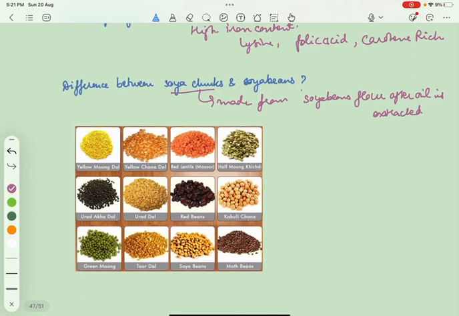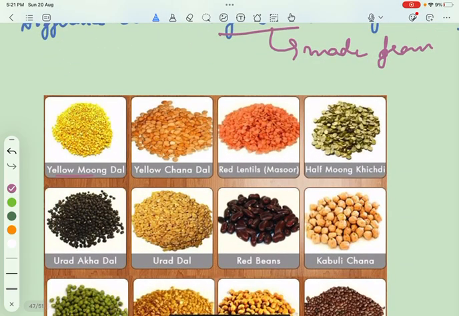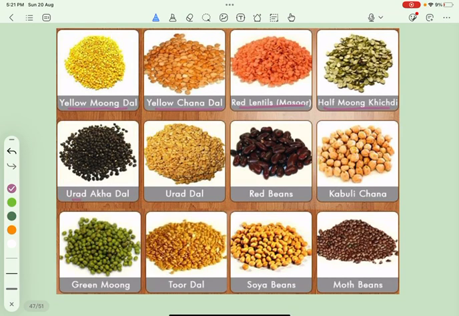Now identify these various types of dal. This is yellow moong dal. This is yellow chana dal. This is red lentil, masoor ki dal. This is half moong, which you usually make in khichdi. This is urad ki dal. This is again urad dal. This is red bean, kabuli chana, green moong, tur dal or arhar ki dal. This is soya bean. This is moth beans. So basically you need to remember this soya bean, arhar ki dal, green moong, red beans, that is rajma, this green urad ki dal, and this chana dal.